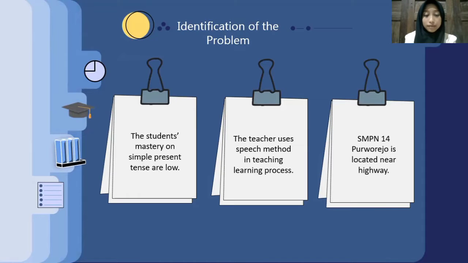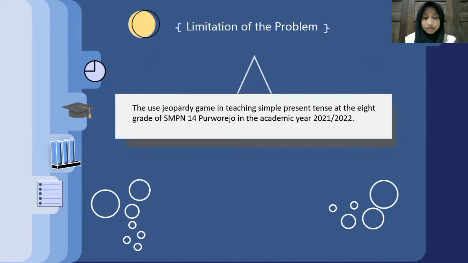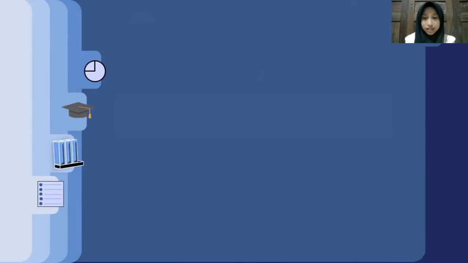Identification of the problem. First, the students' mastery of simple present tense is low. The teacher uses the speech method in the teaching learning process, and SMP Negeri 14 Purworejo is located near a highway. Limitation of the problem. The use of Jeopardy game in teaching simple present tense at the grade students of SMP Negeri 14 Purworejo in the academic year 2021-2022.